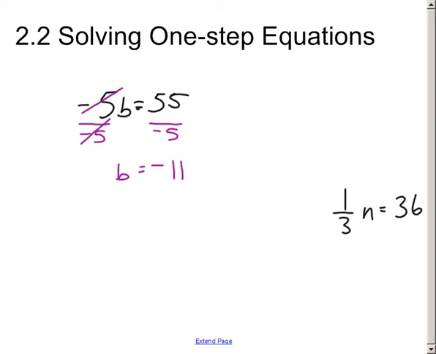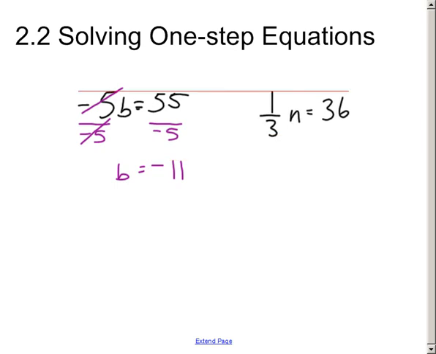Okay, and finally, let's take a look at this little fraction. The temptation is to divide both sides by a third and get n equals 12. But my suggestion is that you don't try to divide by fractions unless you're very good at it. Instead, what's the opposite of dividing by 3? It's multiplying by 3. 3 times a third will get you 1. And that's what we want.